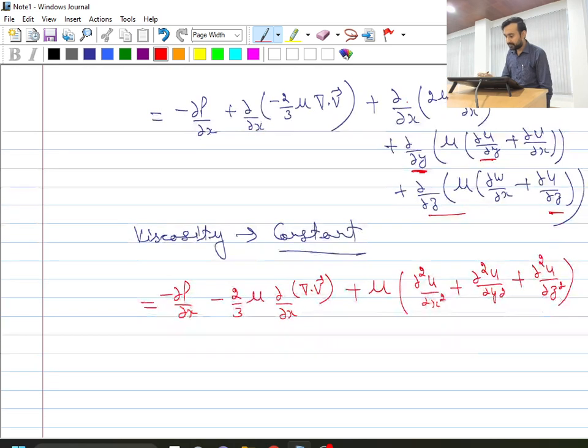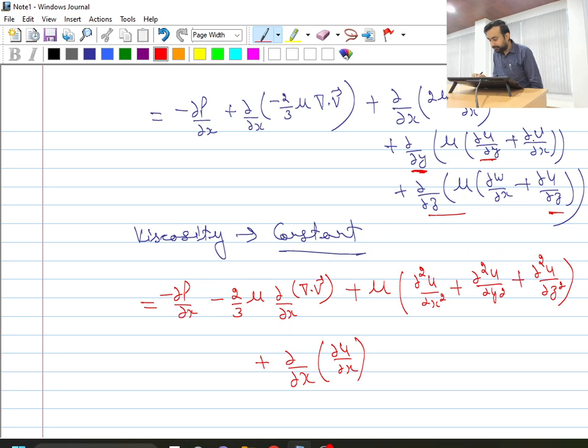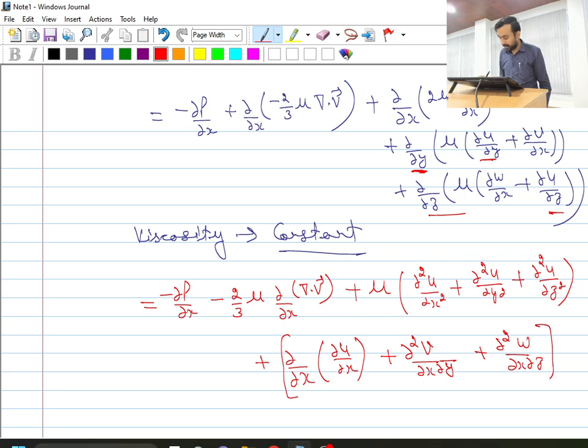Now what is left? One term is left from this side, so that I can write as plus del by del x of del u by del x. This is one term. Then this del by del y of del v by del x will become del square v by del x del y, and then this term del by del z of del w by del x will become del square w by del x del z, and with this entire term I will be having a mu outside. Point is clear?